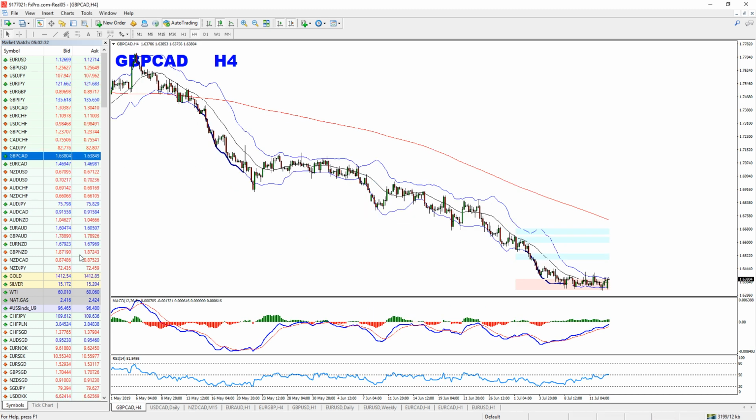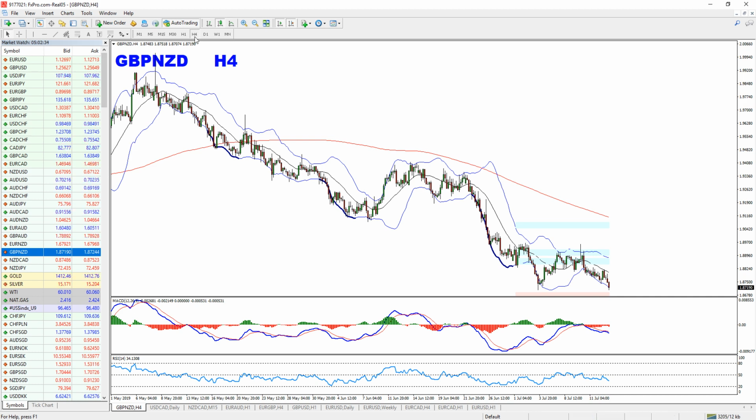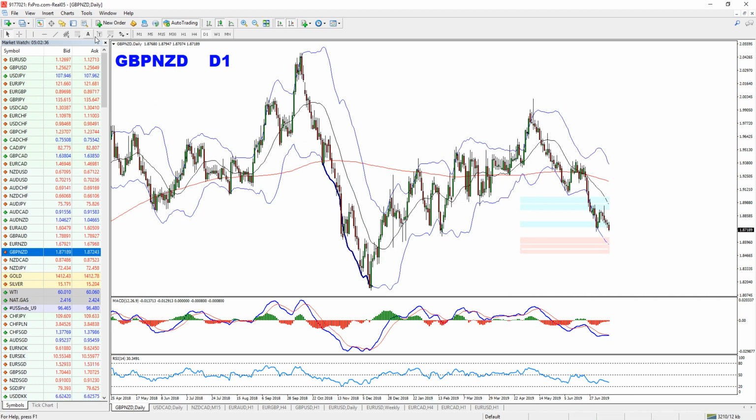Okay. Pound CAD, pound kiwi, not so obvious, not so clear. Still think pound kiwi has a bit further room to go, like to the 100%, but I prefer to stay neutral here. Don't want to get into too deep exposure on the pound at that moment. So that's for the pounds.